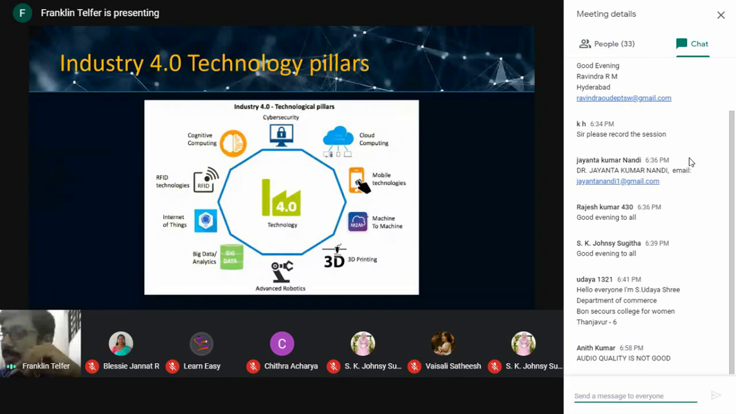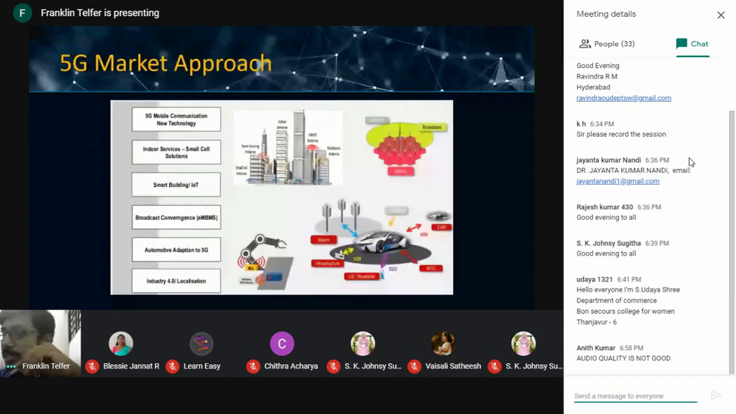So I would like to go to the next slide: 5G market approach. How will the antenna beam be more important in the upcoming generation? So in 5G, the fifth generation, it is called millimeter wave technology. In mobile technology, we are going to have macro broadcast networks, or macro cells.